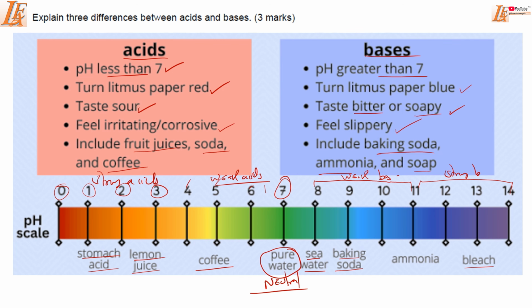So bases have a pH of more than 7, while acids have a pH of less than 7, while at 7, it's a neutral substance.